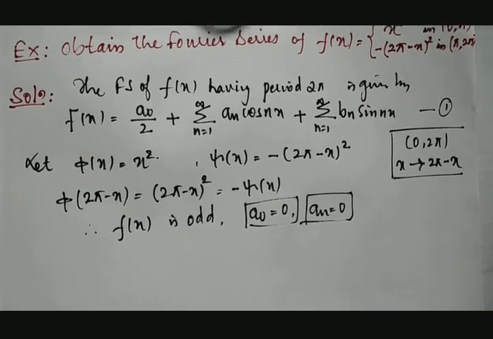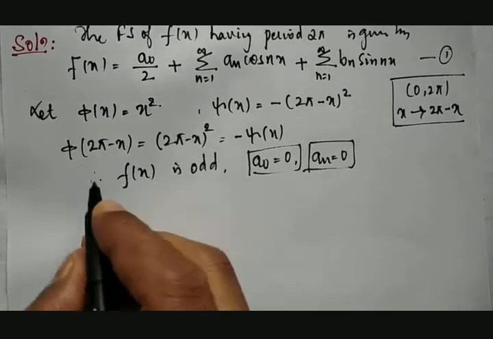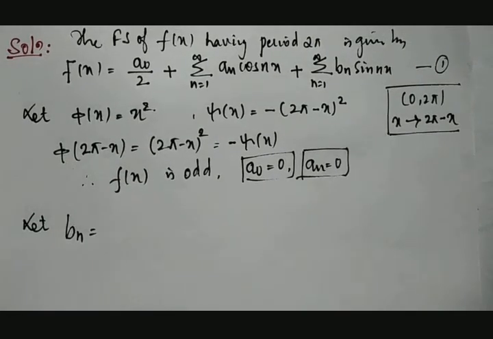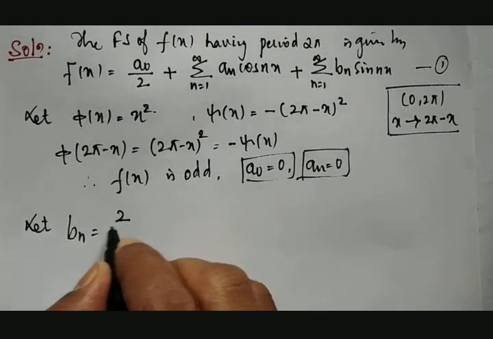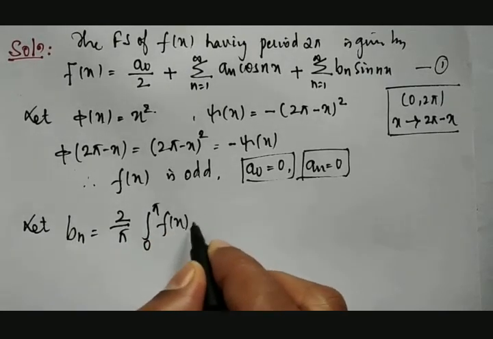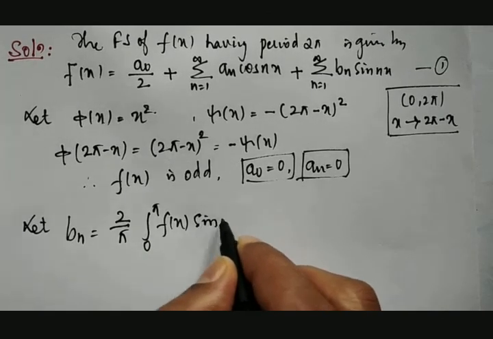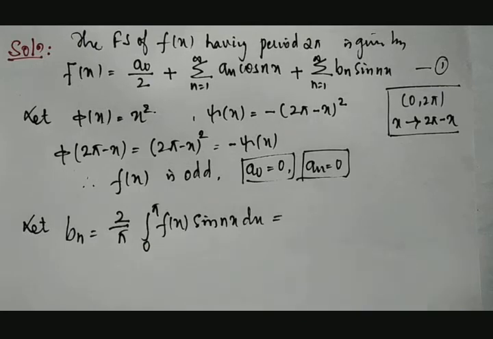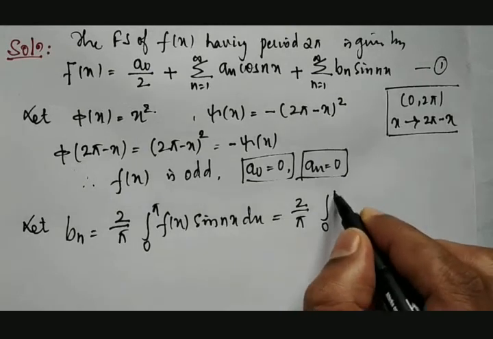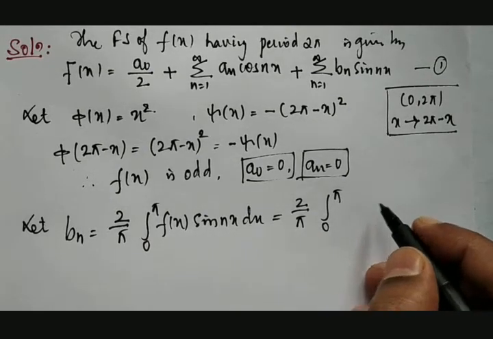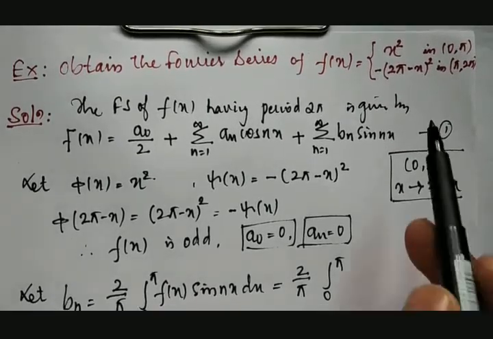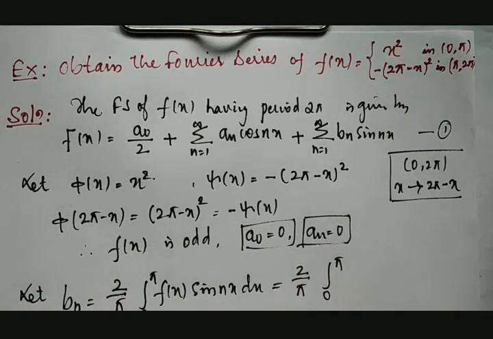Fine. Then we need to calculate only bn. Only bn. Therefore, let us calculate the value of bn now. How do you calculate the value of bn? With the formula, that is 2 by pi integration between 0 to pi f of x into sin nx with respect to x. Now tell me, what is f of x? Here we have a double valued function. Both are f of x, but which one we need to choose?